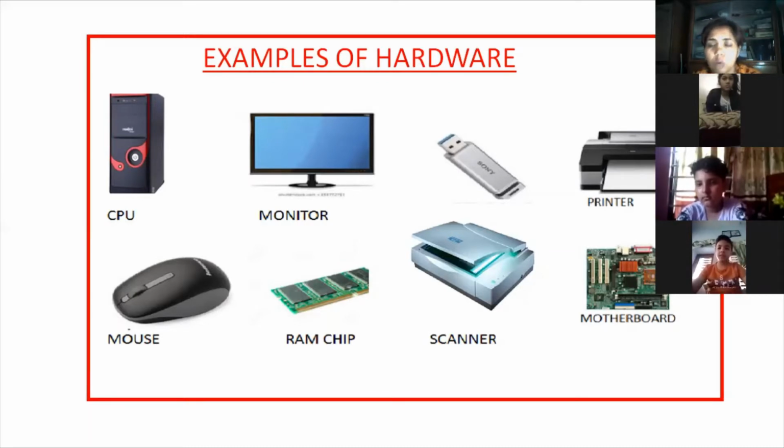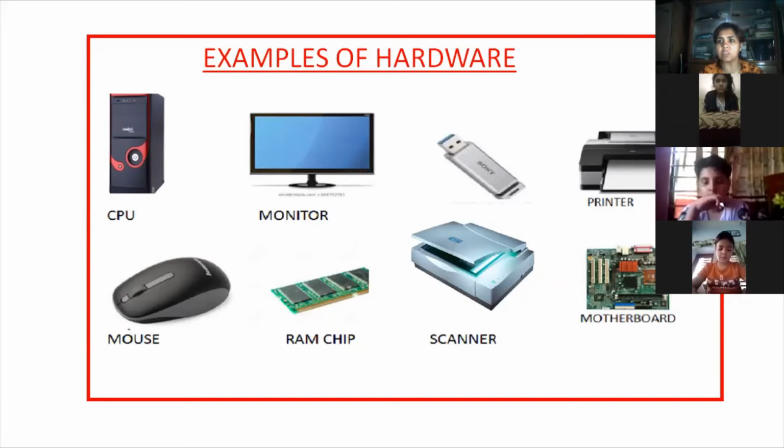Correct? The outer covering is known as casing box, and all the small hardware parts like RAM, ROM, CPU, cooling fan, wiring, all these things are inside the motherboard. All these things are connected with motherboard, and motherboard is kept inside casing box. Correct? Even CD drive, correct, hard disks, all these things are inside casing box.